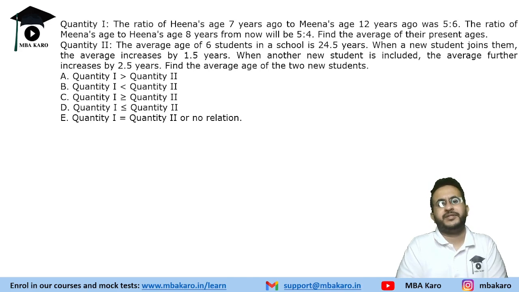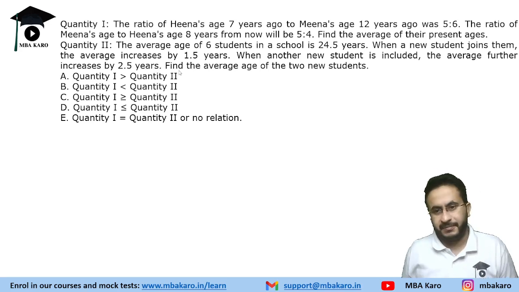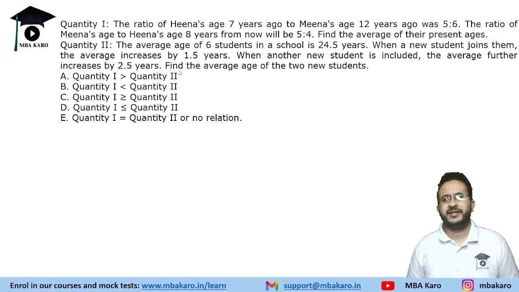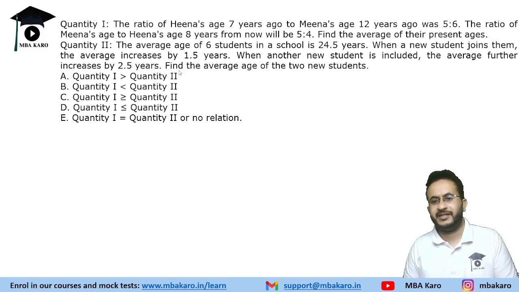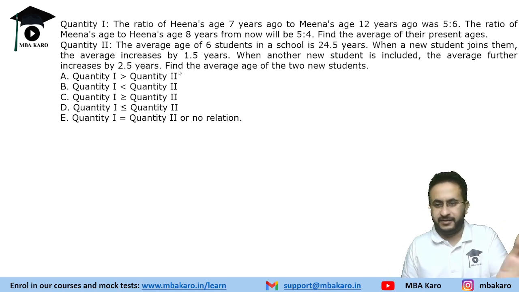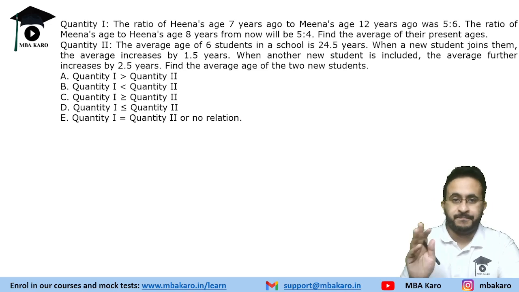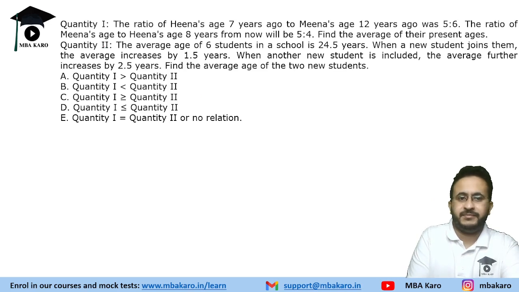Now in these ratio based questions, we have the tendency to take the present age. Never ever take their present age. Most people let their present ages be x and y. Then they will say x plus 7 upon whatever is given, they take the ratios. That is the most foolish way to do these questions. Now we are given that Mina's age to Hina's age 8 years from now will be 5 ratio 4. So 8 years later.